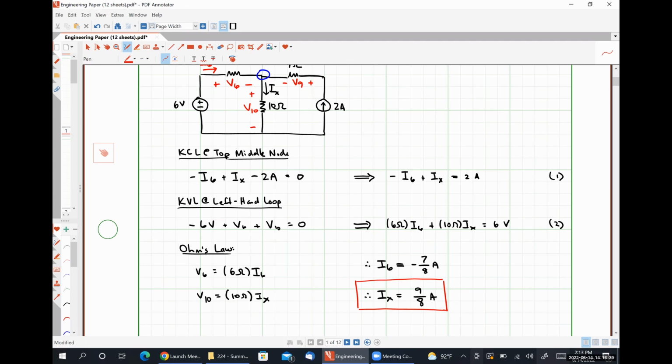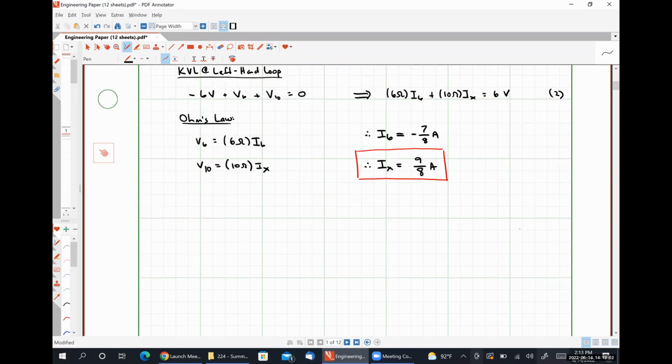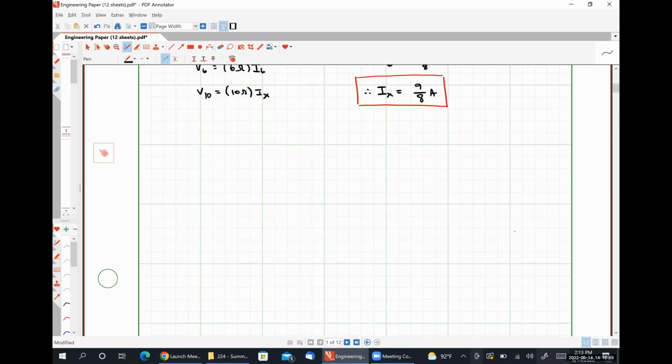Okay. What I would like for us to do now is to use the superposition technique to see if that makes our analysis any easier. So what we're going to do now is analyze the circuit with our voltage source on and our current source off.